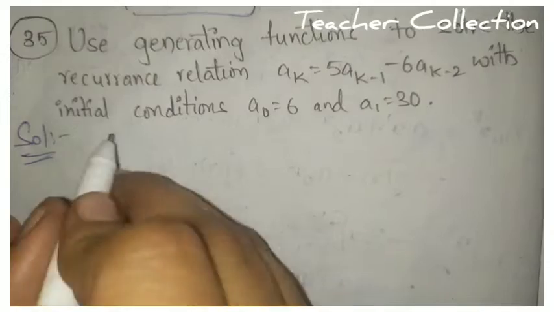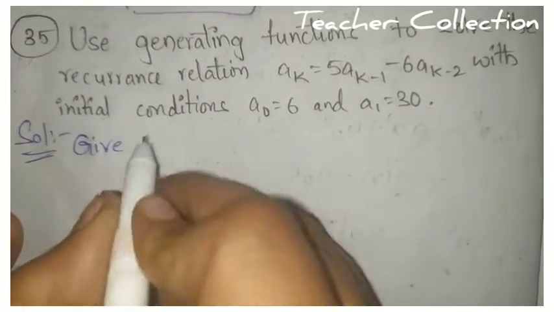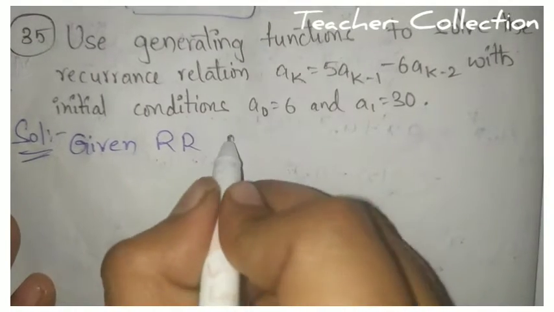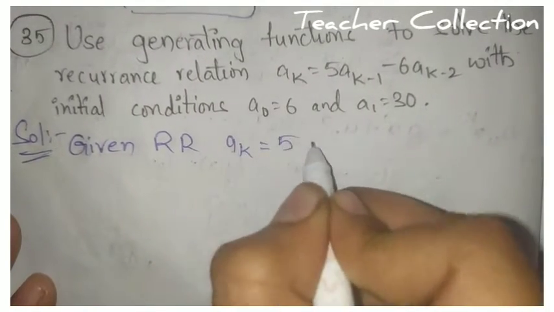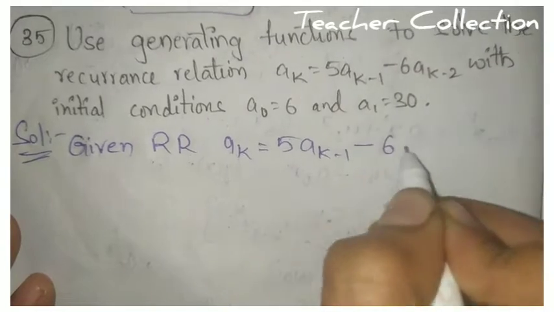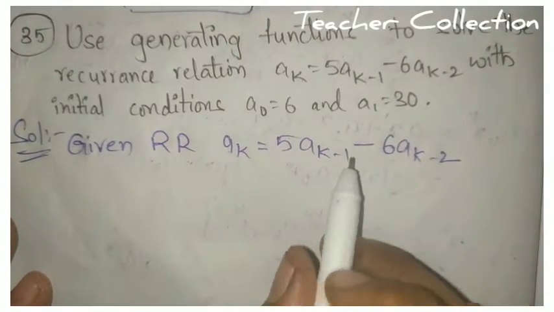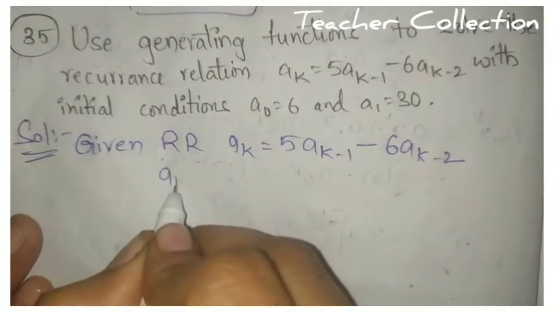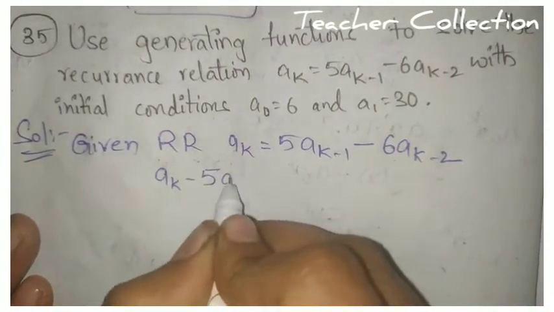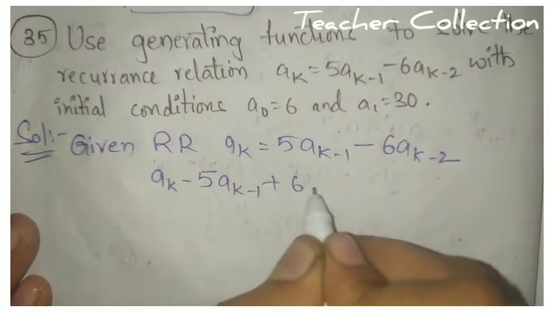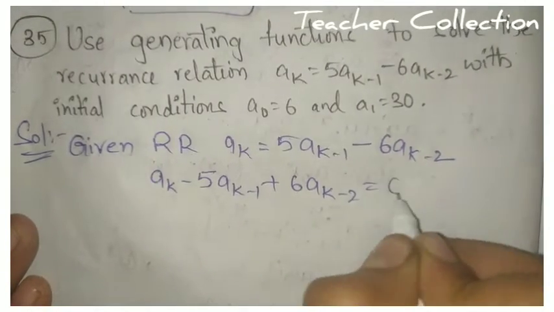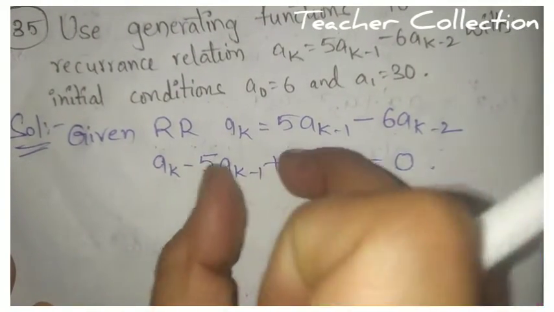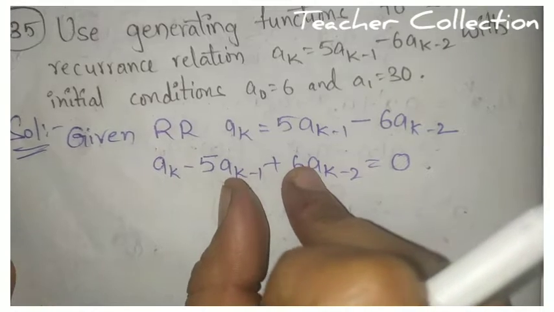Solution. First we'll write the given recurrence relation in a shortcut way: a_k = 5a_(k-1) - 6a_(k-2). I'm moving these two terms to this side, so it becomes a_k - 5a_(k-1) + 6a_(k-2) = 0. Now multiply the whole recurrence relation by x^k.